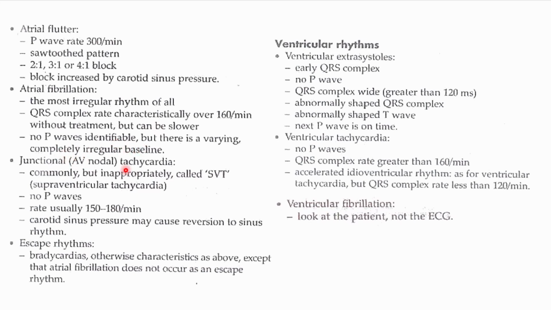Then with junctional tachycardias, usually these are commonly but inappropriately called supraventricular tachycardias. Usually there are no P waves. The rate is usually 150 to about 180 beats per minute, and carotid sinus pressure may actually reverse this to sinus rhythm sometimes, and sometimes it doesn't.